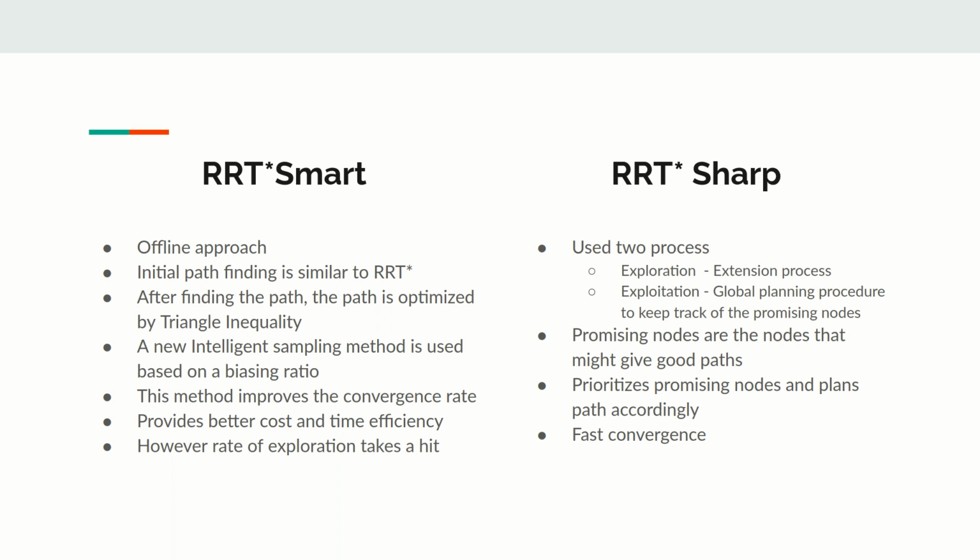RRT sharp uses 2 processes. Exploration is one of the processes, which is an extension process, while exploitation is a global planning procedure to keep track of promising nodes. Promising nodes here are the nodes that might give us a good path, and the algorithm prioritizes promising nodes and plans the path accordingly. The result is fast convergence.